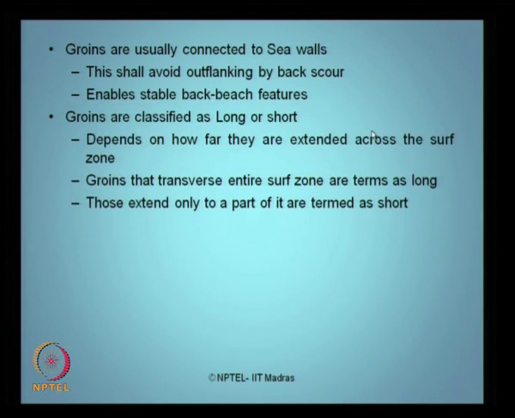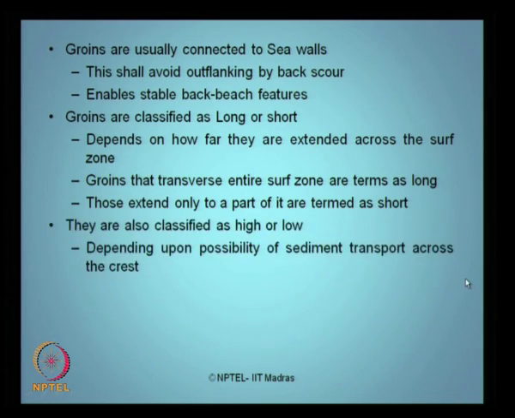Groins can be classified as long or short depending on how far they extend across the surf zone. Groins that traverse the entire surf zone are called long groins, whereas groins that extend only for a part of it are called short groins. Groins can also be classified as high or low depending on the possibility of sediment transport across the crest.